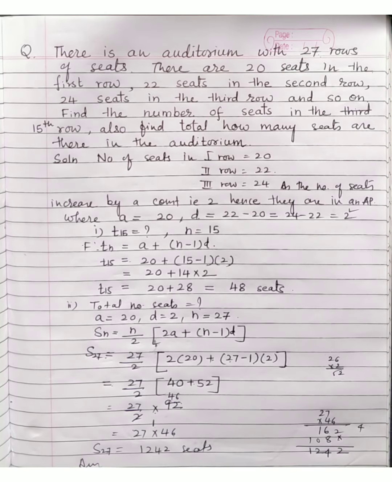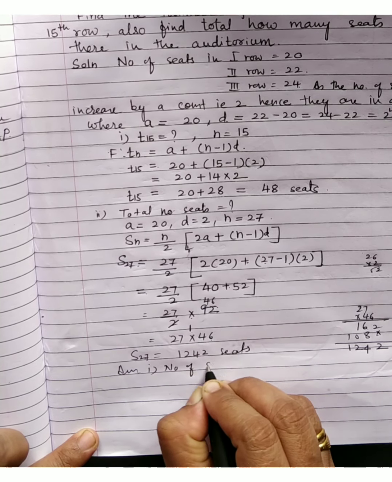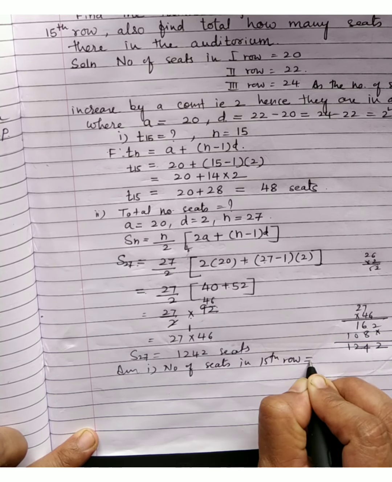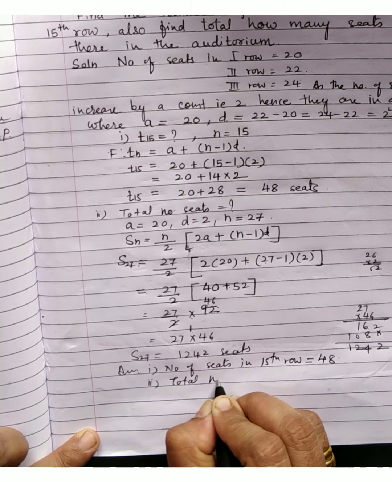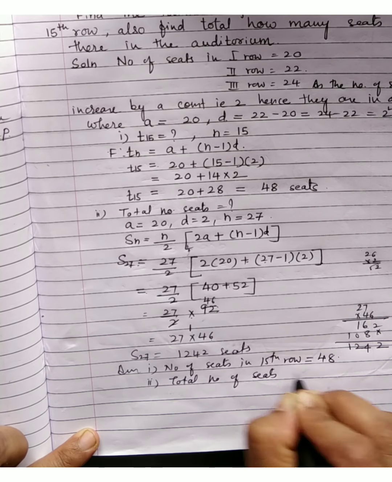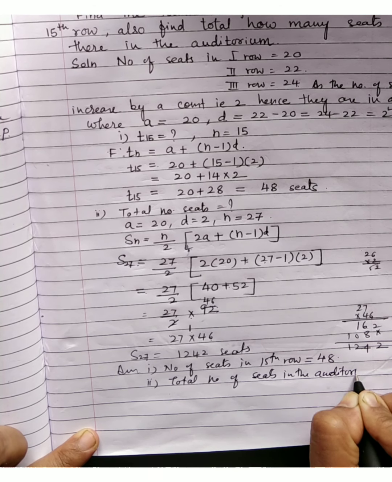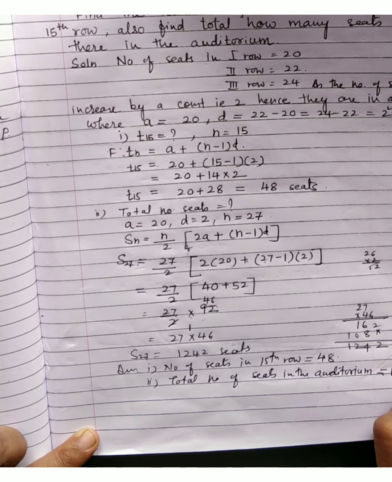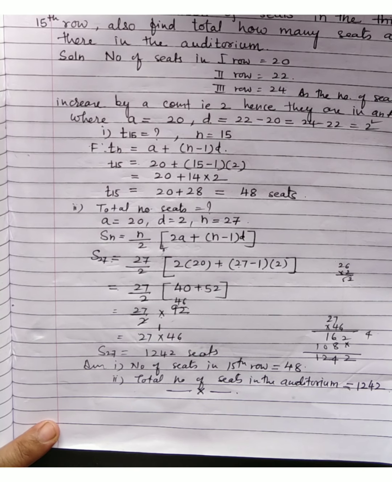So what are your answers? First answer is number of seats in 15th row, 48. Second, total number of seats in the auditorium, that comes as 1242 seats. Or suppose you are clear with this, the remaining questions, do try yourself.